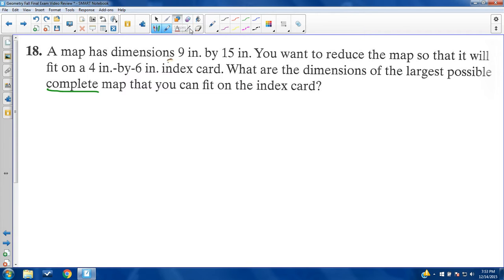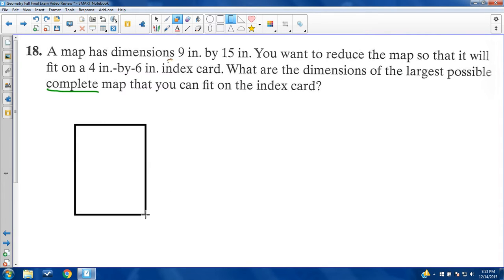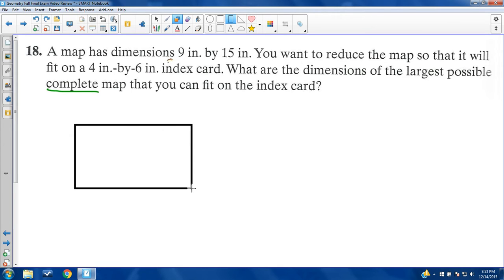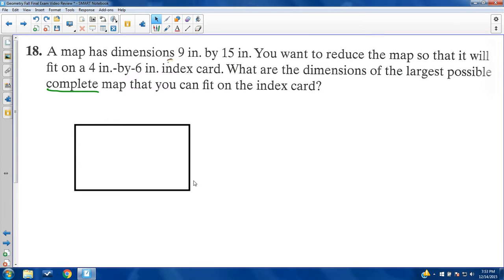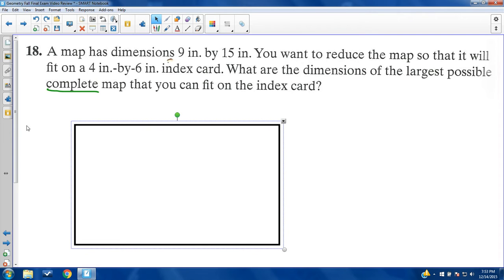Okay, let's see, I want to make 9 my height. The thing that you might be assuming is that these are the same ratio. And you would be wrong to assume that. I'm not saying it's true or untrue. I'm saying you'd be wrong to assume it.